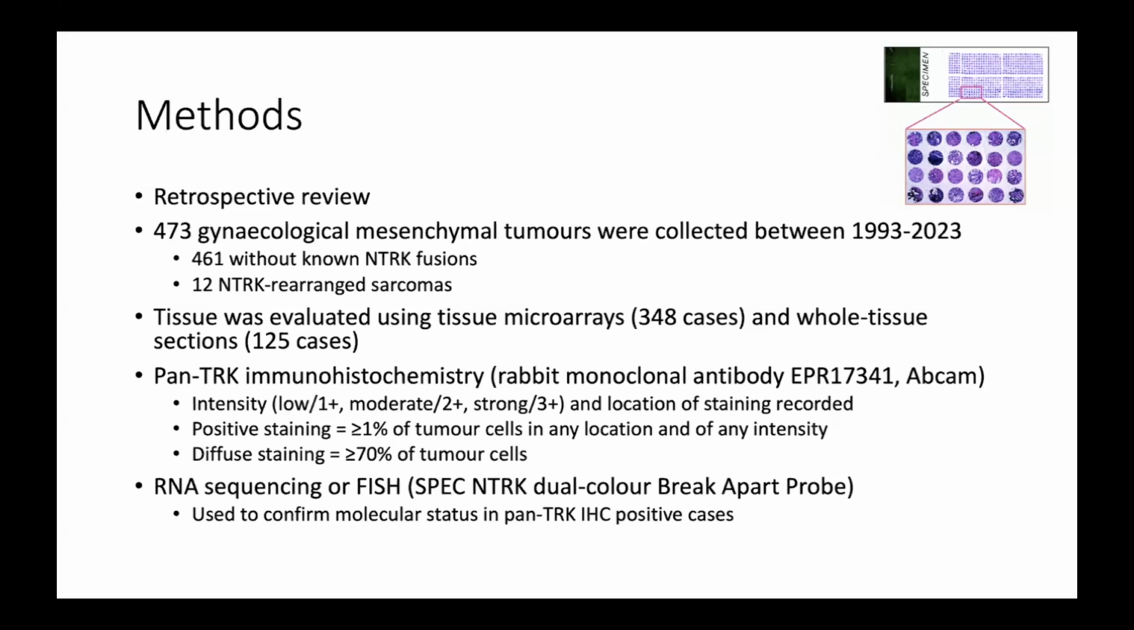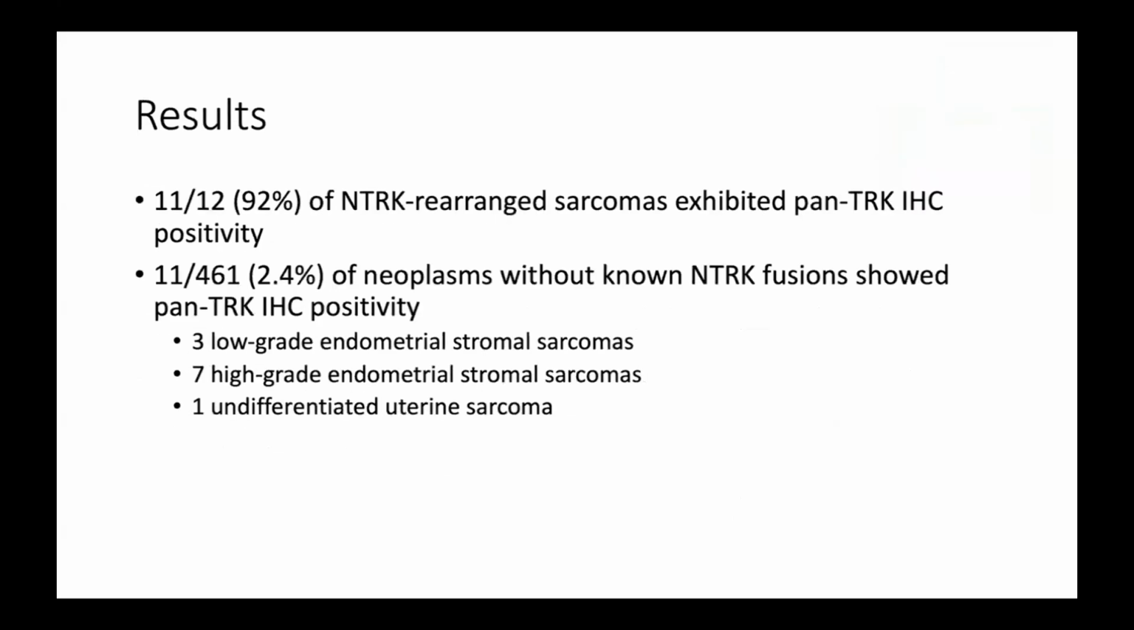And diffuse staining was greater than or equal to 70% of tumour cells. Molecular techniques of RNA sequencing or FISH break-apart probes labeled for NTRK were used to confirm molecular status in Pan-Trk positive cases. So not every case had molecular testing done on it.